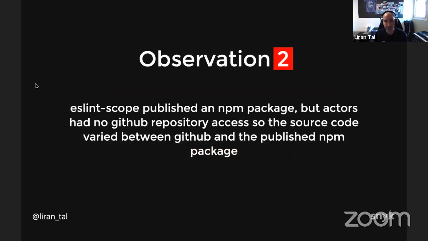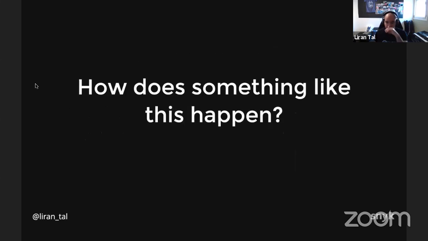So maybe a second observation here. ESLint scope published a package on NPM, but these malicious actors did not have any access to the GitHub repository, which would have been maybe easier to spot. And this is when we said, big ecosystem, big risk, etc. There is no connection between the source code and what you get on NPM, the actual tarball that is being published. So something we should think about.